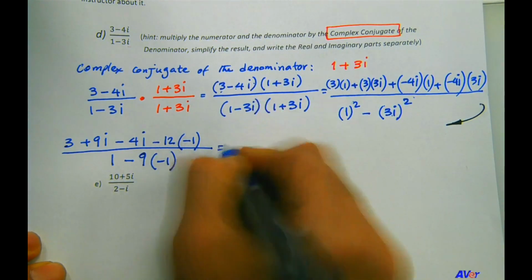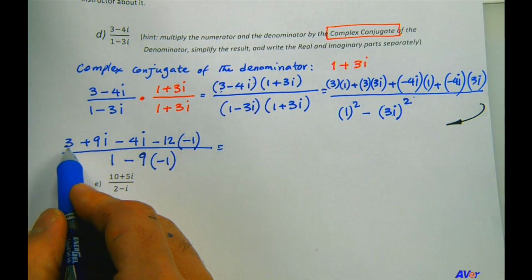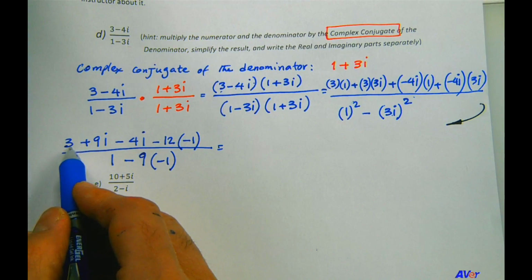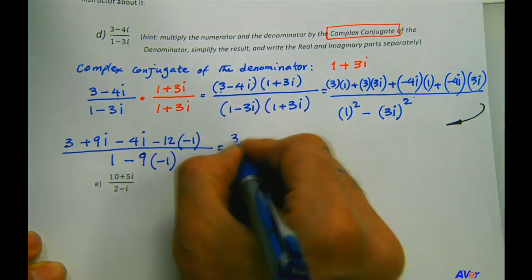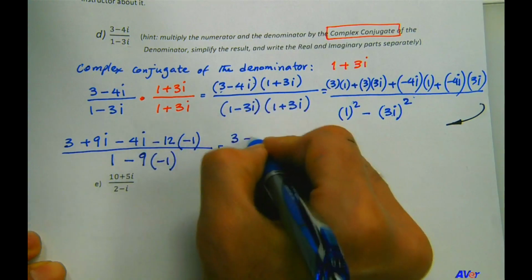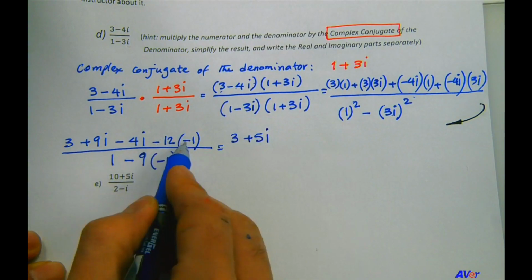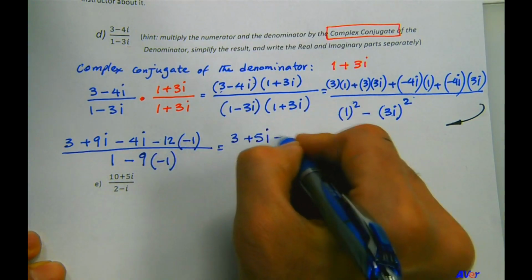Okay, so let's simplify this a step further. So in the numerator, what do we have? We have 3. 9i minus 4i is positive 5i. Minus 12 times minus 1 is positive 12.